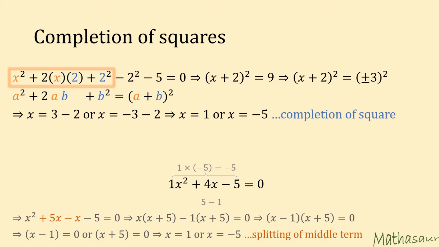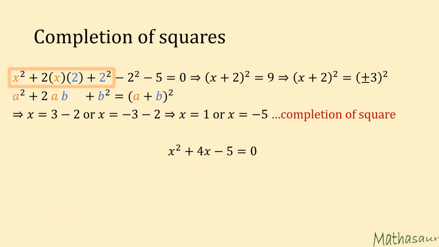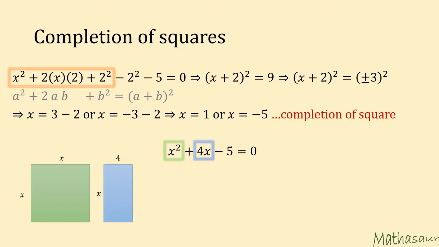Now this method, where we have used the identity a plus b whole square, is known as completion of square. Let us see how this looks geometrically. So we have a square with side x units, and we have a rectangle with sides 4 units and x units. Now the area of the square is x square and the area of the rectangle is 4x. Now let us break the rectangle into two equal parts with sides 2 units and x units.